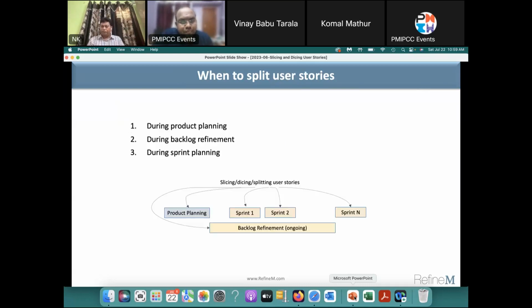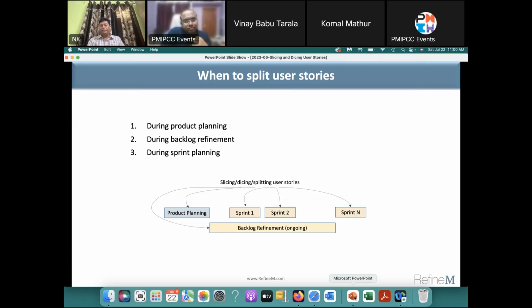When do you split user stories? Many times, you have a lot of opportunities for splitting the user stories. You can do it during product planning. I don't know how many of you do it, but that's how an agile project starts. That's the very first thing you do. You don't start sprinting. You start with the product planning. You develop your vision, your roadmap, your backlog, and all those kinds of things.